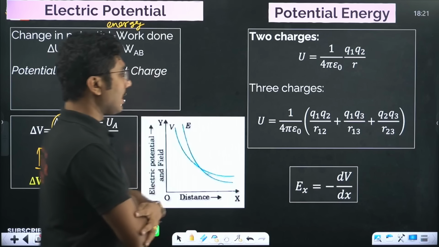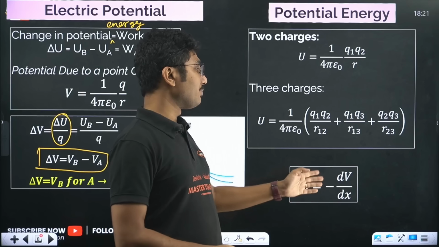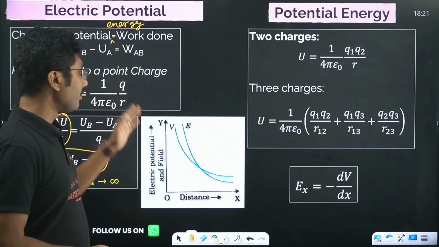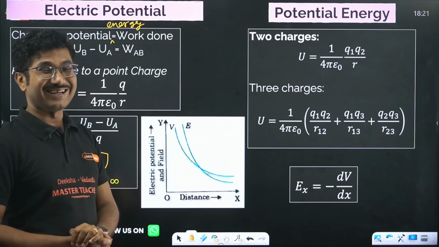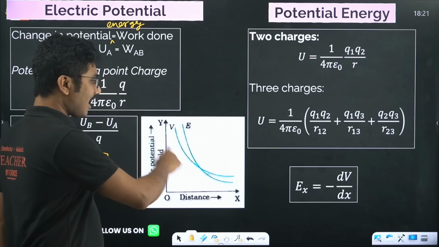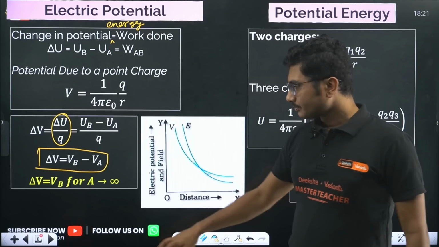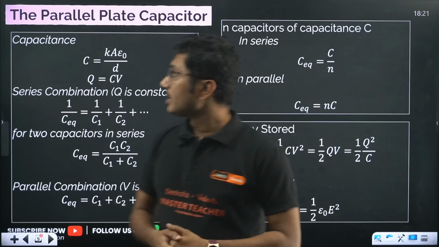Okay. Now electric field can also be written in terms of potential, which is minus dV by dx. Now if you compare the potential and the electric field due to a point charge, the comparison graph looks like this, right? Now next is capacitance.